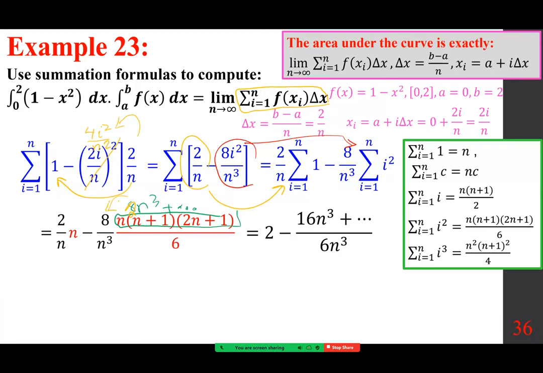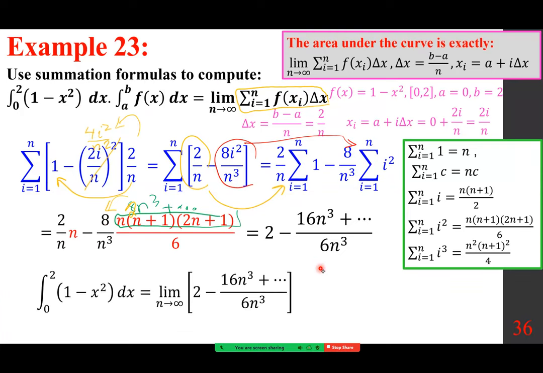Now, this integral is the limit of this one. So we have to take a limit as n goes to infinity. First I simplify, now I take a limit. This becomes 2. This one, as you recall, because they both have the same degree, the answer would be 16 over 6. So 2 minus 16 over 6.